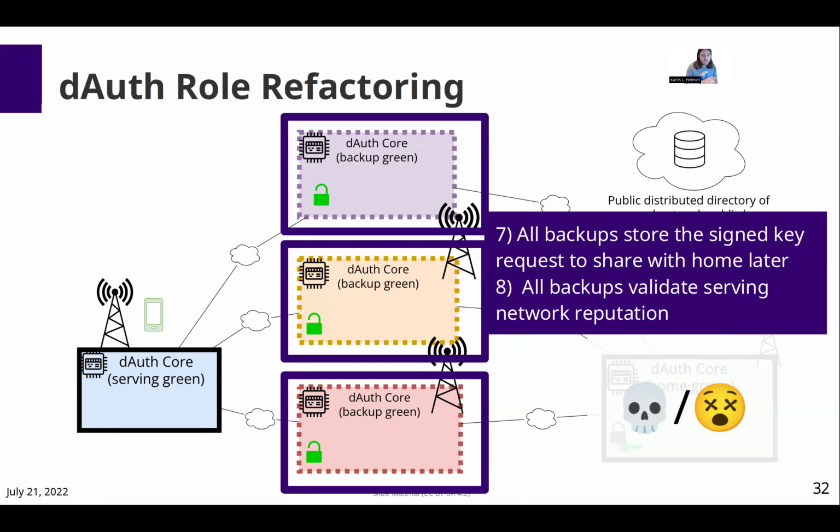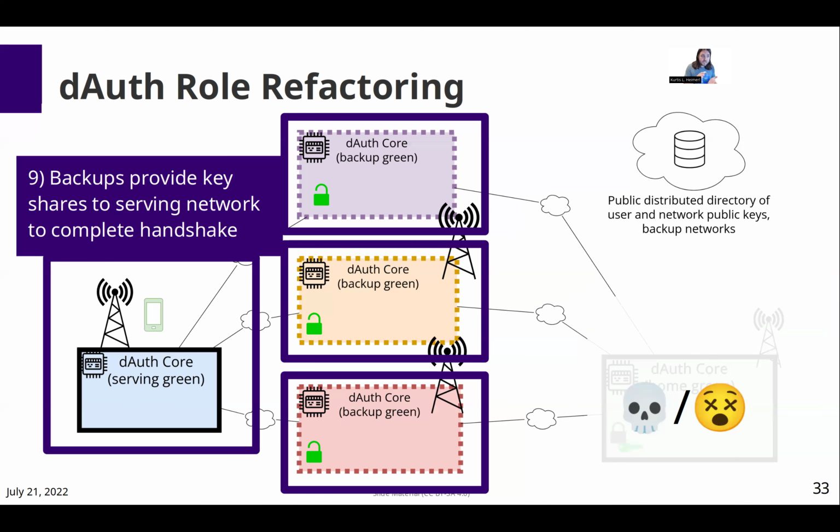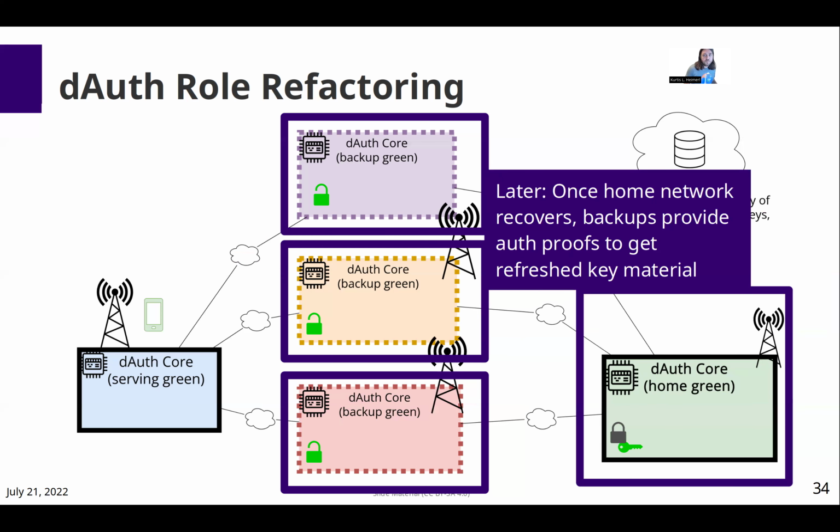The backups store the signed key request to share with the home network later, and then validate the serving network's reputation again. So all these networks say, okay, this is a good player. We're happy for them to serve this user. The backups provide the key shares, which are given to the serving network, who can put them together to make the session key, and the communication can go on. Later on, once the home network recovers, the backups can provide those auth proofs to that network so that they know that the user has gotten network access, and they get new refreshed key material for the next time that this happens.